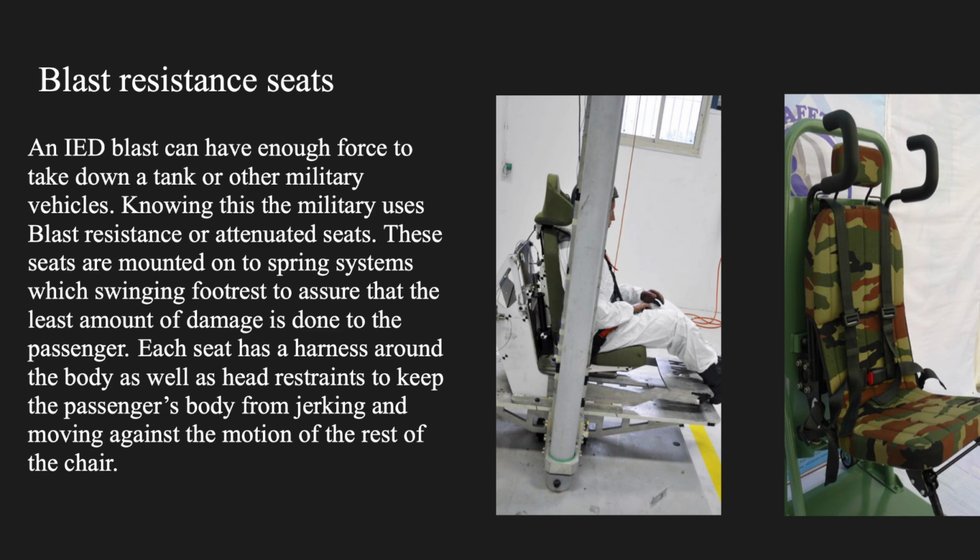These seats are mounted onto spring systems with swinging footrests to ensure that the least amount of damage is done to the passenger. Each seat has a harness around the body as well as head restraints to keep the passenger's body from jerking and moving against the motion of the chair. Here is a brief video to show how these seats work.